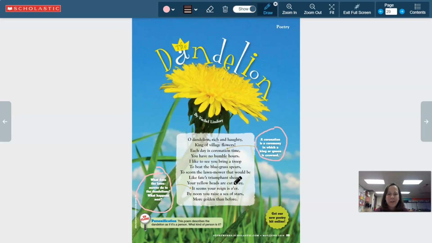O dandelion rich and haughty, the king or king of village flowers. Each day is coronation time. You have no humble hours. I like to see you bring a troop to beat the bluegrass spears, to scorn the lawnmower that would be like fate's triumphant shears. Your yellow heads are cut away. It seems your reign is over. By noon you raise a sea of stars more golden than before. I love it.